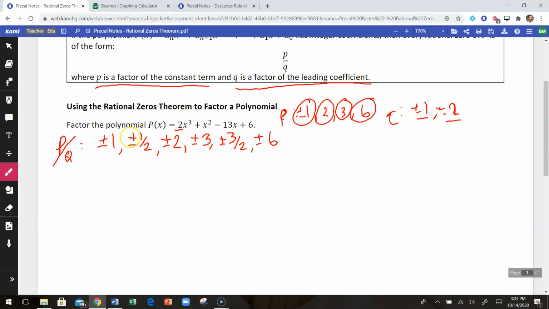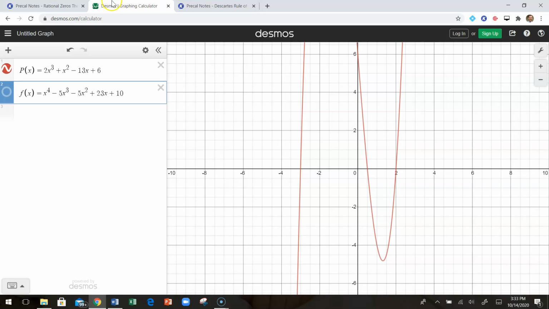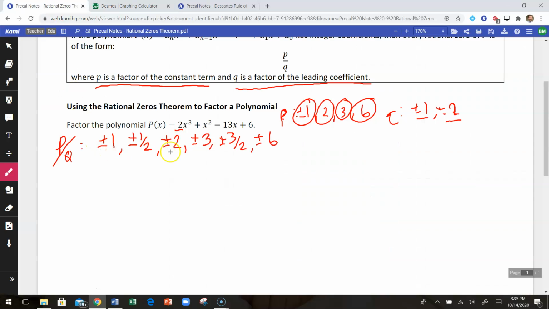I'm going to go ahead and use one that I know is going to work to show you what happens. I'm going to use positive 2. I have this thing graphed, so I'm able to see that. I'm going to do positive 2 and do synthetic division. I want you to see what happens.